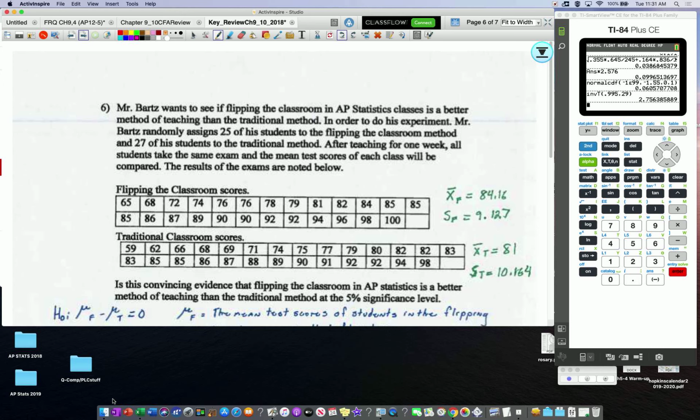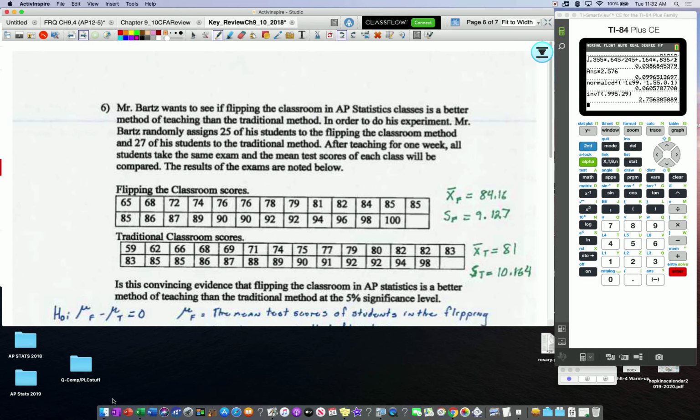So it says, Mr. Bartz wants to see if flipping the classroom in AP Stats class is a better method of teaching than the traditional method. In order to do his experiment, Mr. Bartz randomly assigns 25 of his students to flipping the classroom method and 27 of his students to the traditional method. After teaching for 1 week, all students take the same exam and the mean test scores of each class will be compared. The results of the exams are noted.